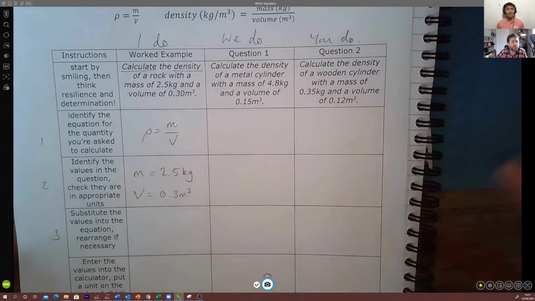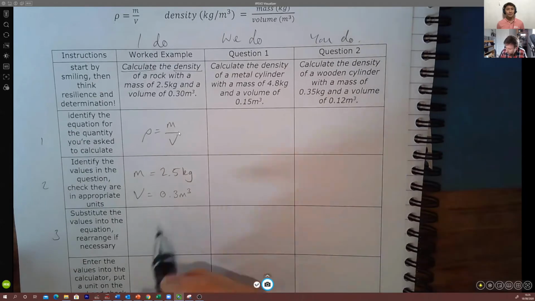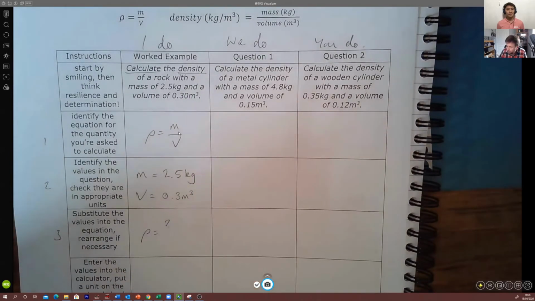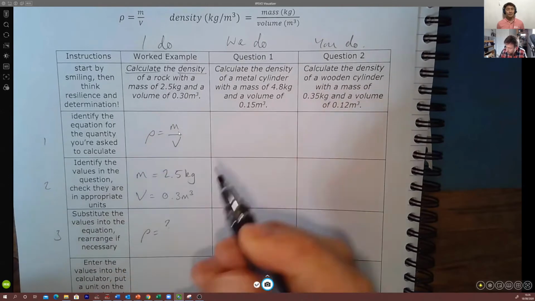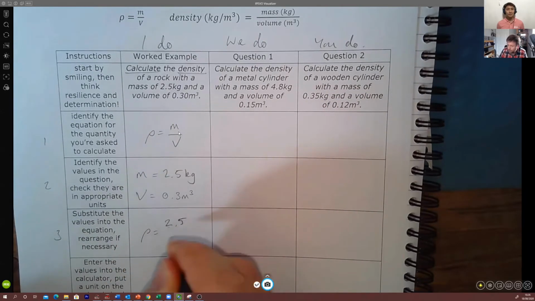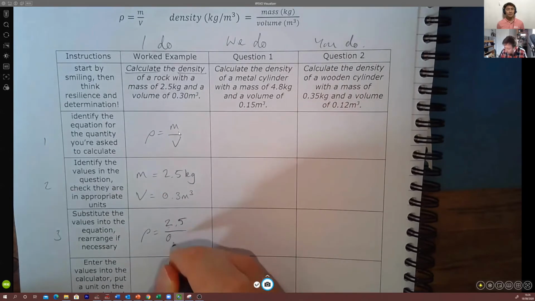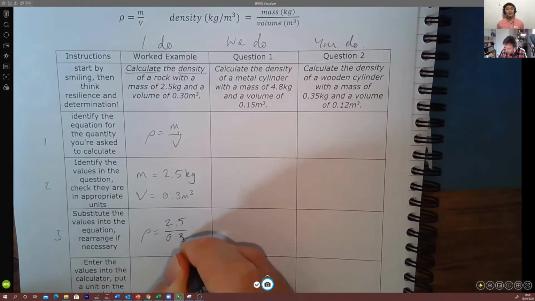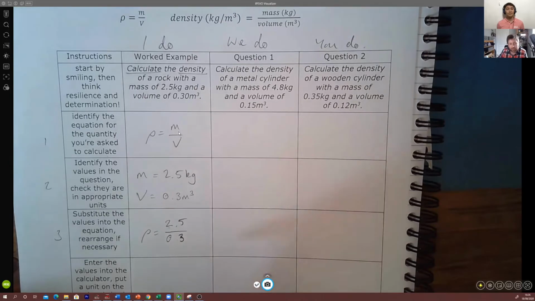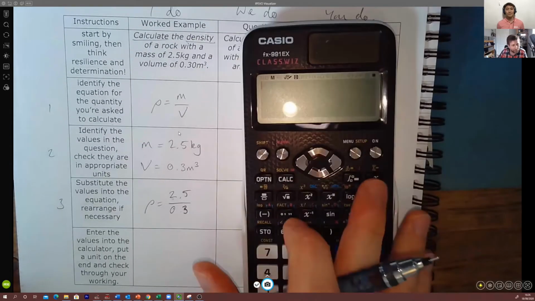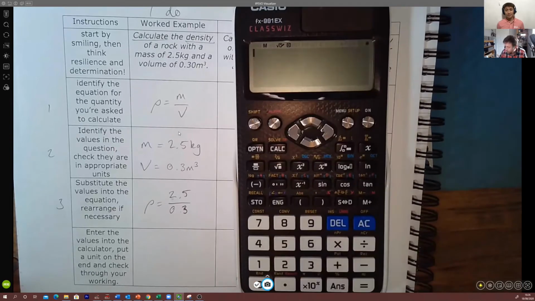So the values into the equation: density is 2.5, that's the mass. I'm just putting the number where the M is in the equation. And 0.5 goes where the V is. Sorry, apologies, 0.3 goes where the V is. And then I'm going to reach for the calculator, enter the values into the calculator, put a unit on the end and check your working.